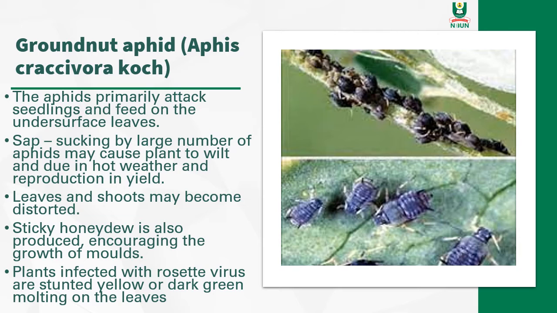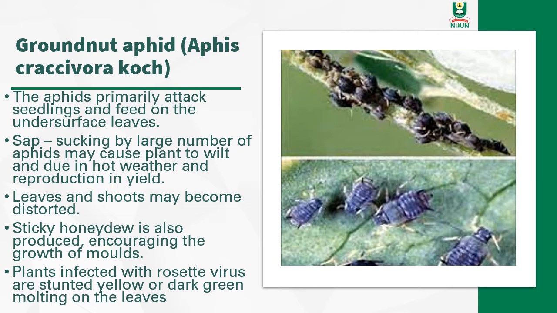And they suck the sap. And once they suck the sap of the plant, that plant begins to wither or begins to wilt. And these pests are normally found even in the hot weather. You see them because that is when their production is high. That's when they can reproduce in the hot weather. So they suck the sap of the plant and the plant begins to wilt. And also when they do that, the leaves and the shoots of the plant become distorted.